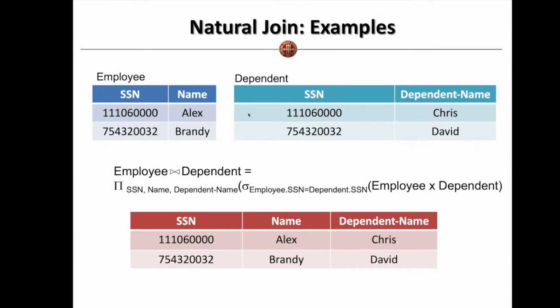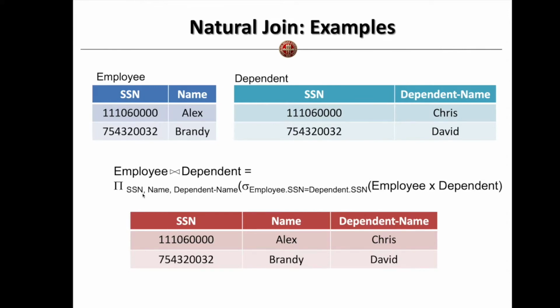We can define a natural join between employee and dependent as follows. Inside, we first calculate the product, employee product with dependent. Then outside we have the selection employee.SSN equals dependent.SSN, because this is a shared attribute between them. And outside we further do a projection. We project SSN, name, and dependent name, because this SSN is duplicated, so we only have one SSN in the output schema, right?